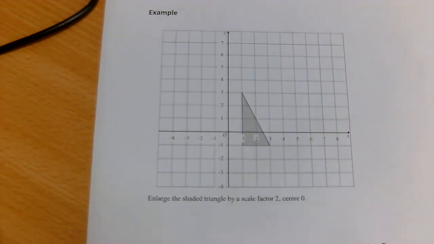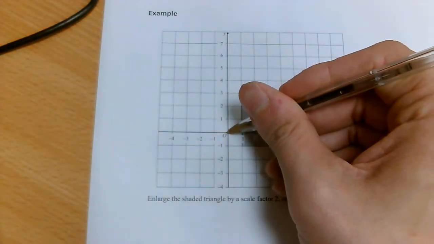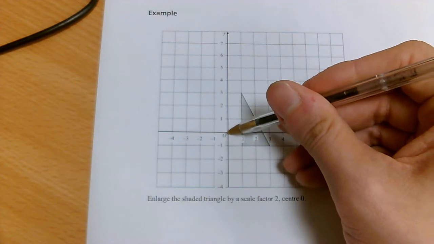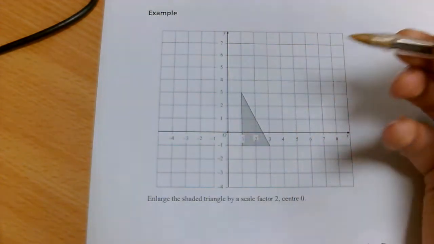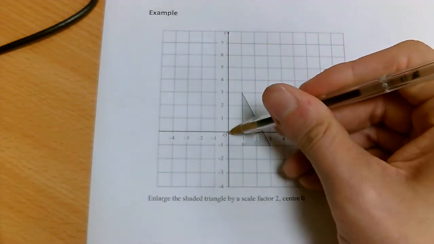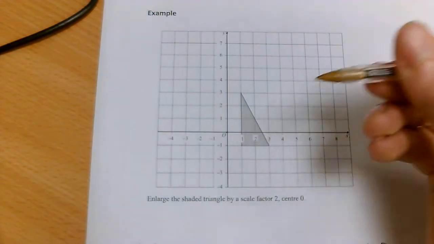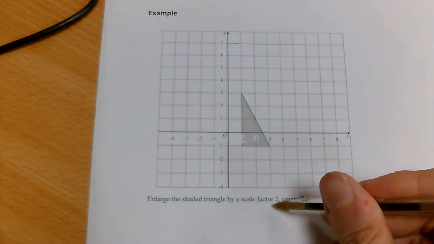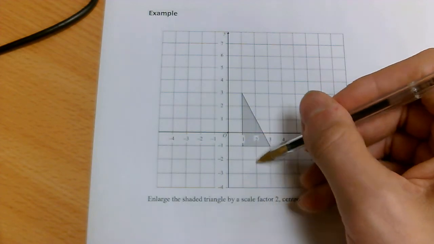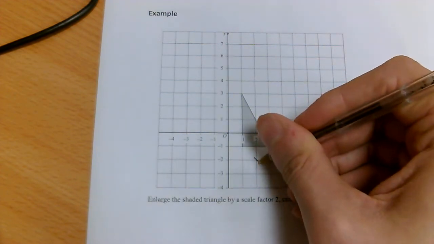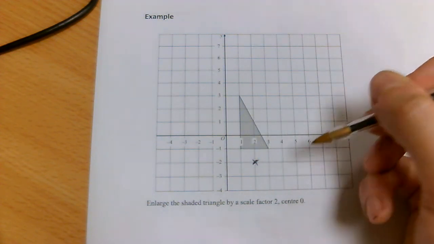So let's see how that happens. The best method to use is to start at the center of enlargement and count the journey to each of the vertices or corners of the triangle. So if we go for this one here, we need to go down 1, right 1. If we apply the scale factor 2 enlargement to that, it becomes down 2, right 2. So there is our new bottom left corner of the triangle.